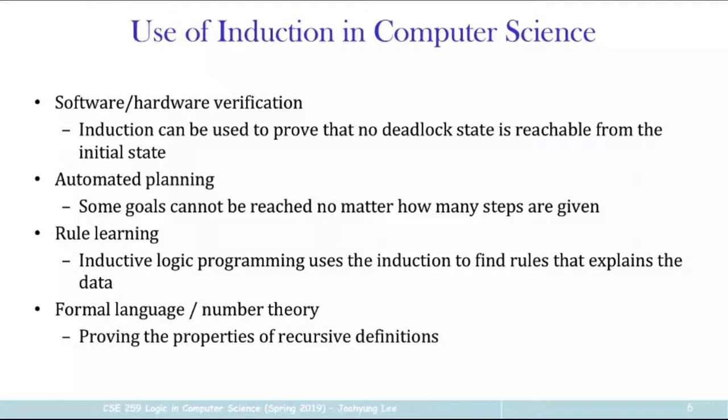Automated planning, so this is an area of AI where you want a robot to execute some sequence of actions to reach a goal. Now, when there is a goal, then the robot will find a plan, but how do you know that this goal cannot be reached, no matter how many steps that you do? Okay, that can be proven by induction.